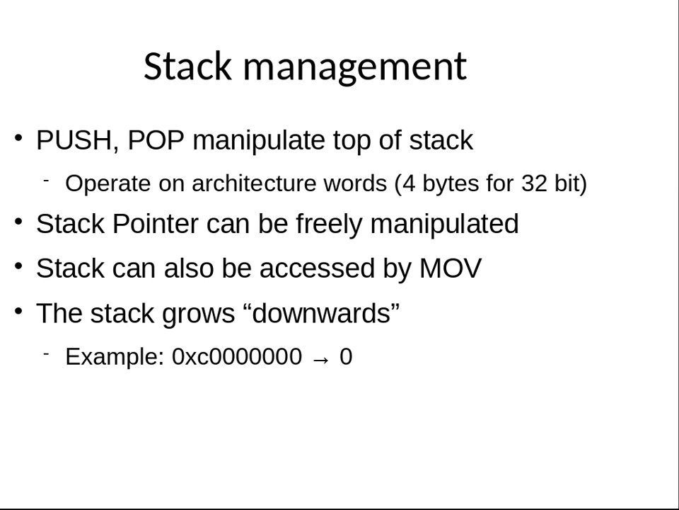Push and pop manipulate the top of the stack. We talked about the stack pointer. In x86, the stack grows downwards. So if you start your stack at, let's say, decimal 10,000 and you push 4 bytes in 32-bit mode, you're down to 9,996. You push another 4, 9,992. So it keeps growing down. By 32-bit convention, it starts at 0xC000 and grows down to 0.